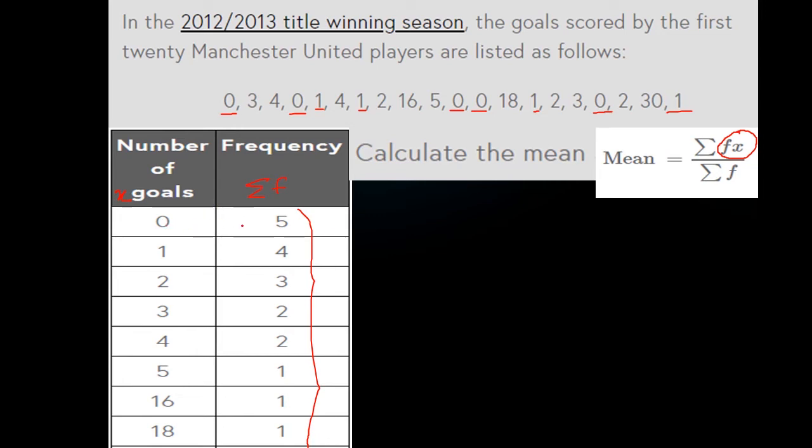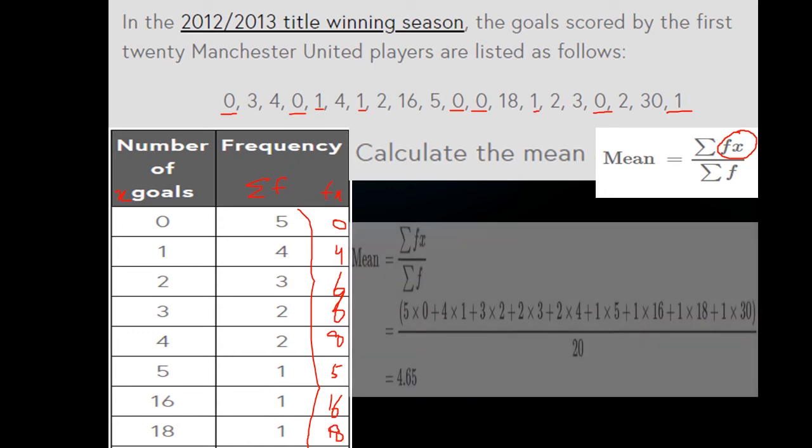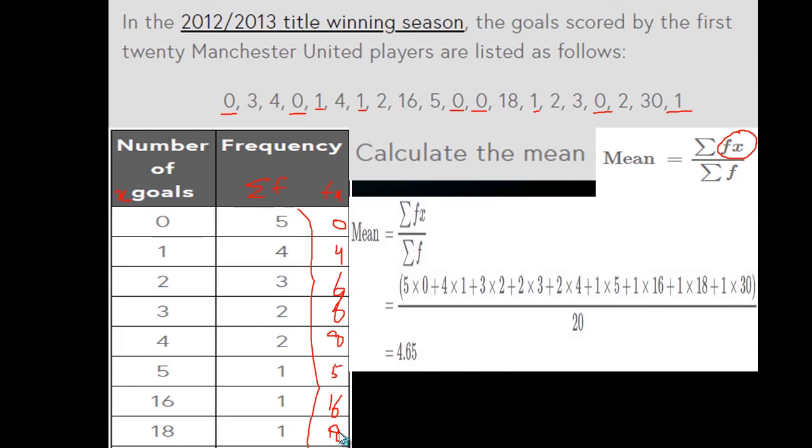Now if you multiply 5 and 0, just make a column here, the answer will be 0. Then 4 and 1 is 4, 3 and 2 is 6, 3 and 2 is 6, 4 and 2 is 8, and 5 is 16, 18. After this you have to add all these values to get your answer. So the mean is summation fx divided by summation f.